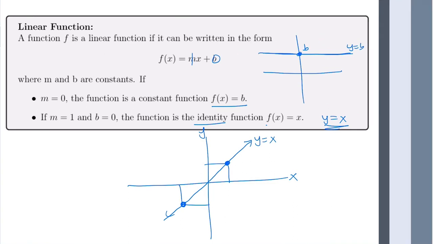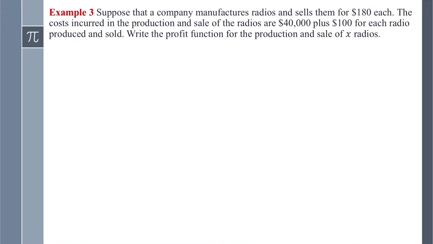Now let's look at an example of a linear function. So this question is asking us, okay, so suppose that a company manufactures radios and sells them for $180. So that's the selling price or the revenue that we are going to get by selling one radio. And then the cost for producing radios, this is the cost. So we have a basic cost of 40,000 and then $100 cost for each radio. And then we are asked to find the profit function if we produce and sell x number of radios, okay?